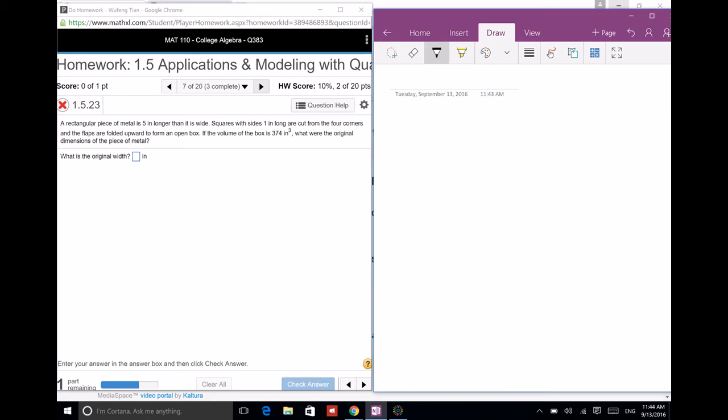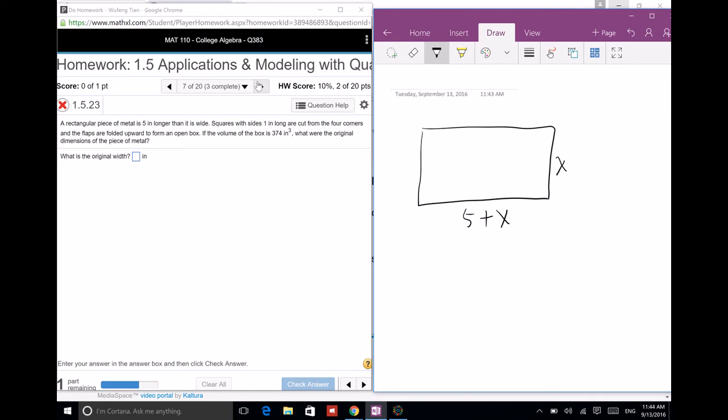So now, a rectangular piece of metal is 5 longer than it's wide. So assume this is x, and it's 5 plus x. Okay. Squares with side 1 inch are cut off the four corners.